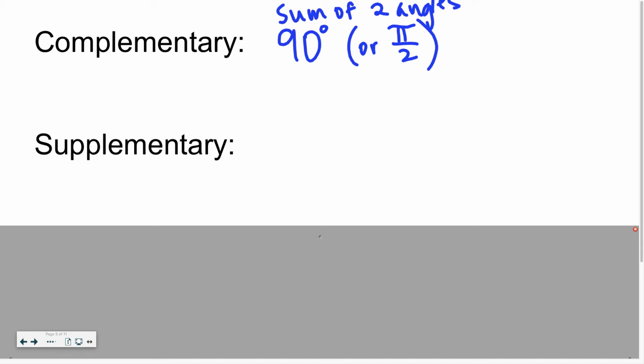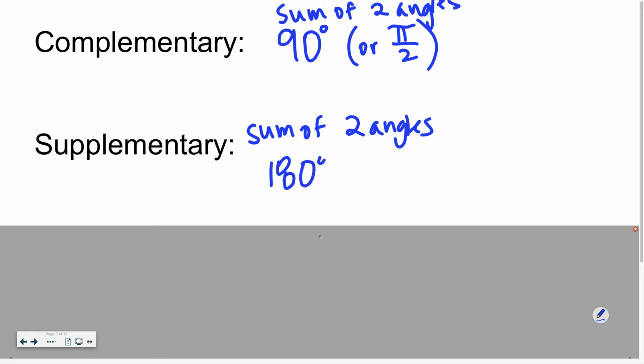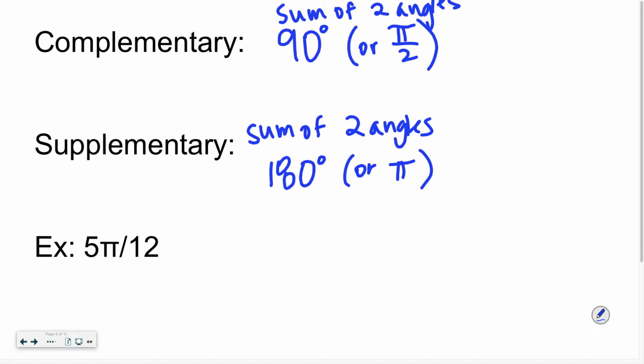Caden, what about supplementary? Sum of two angles to 180 degrees. Okay. Or if we're in radians, we're talking about pi. Okay? I know that you can do this in degrees. What I'm most concerned about is, can you do it in radians? So we are going to find the complement and the supplement of 5 pi over 12.